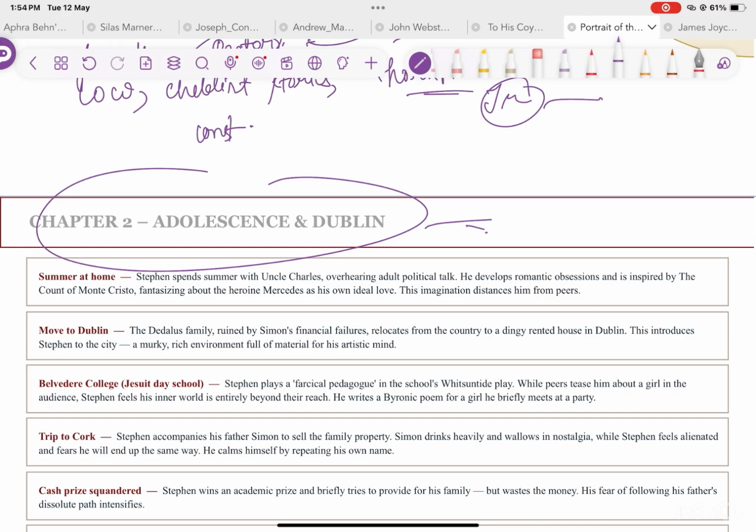The Count of Monte Cristo has Mercedes, the love interest of the Count, and Mercedes becomes a part of Stephen's romantic imagination. Mercedes is something that Monte Cristo never gets, and because of her, every trouble he faces ultimately, indirectly relates to the plot.